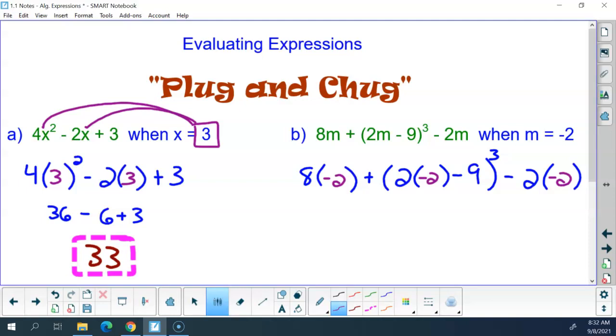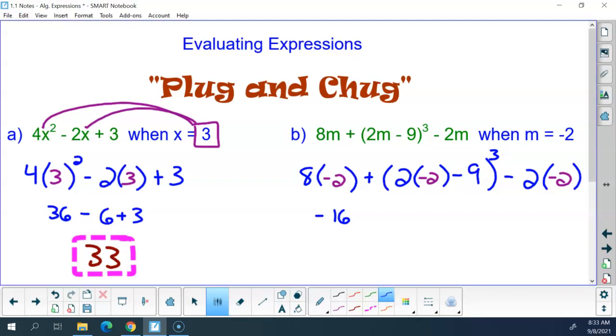So 8 times negative 2, that's what? Negative 16. 2 times negative 2 is negative 4. Negative 4 minus 9 is negative 13, right? Negative 13 cubed. I didn't distribute anything yet. I combined like terms first. Parentheses comes before exponents. PEMDAS.